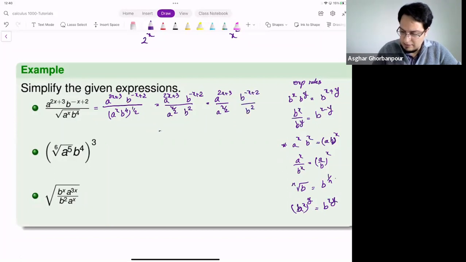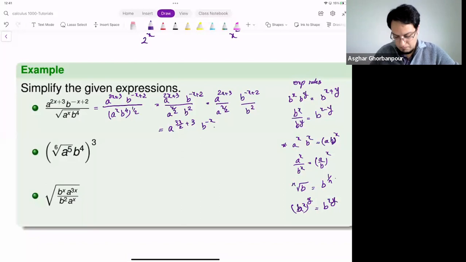And then using the first or second rule, we get a to the power x over 2 minus 2x, which is minus 3x over 2 plus 3. And this is b to the power minus x plus 2 minus 2. This is b to the power minus 6. And that gives you the final answer.